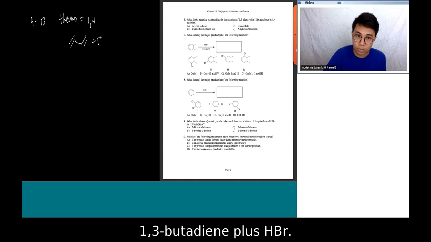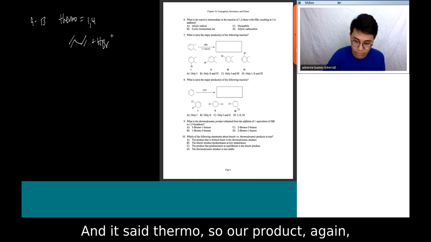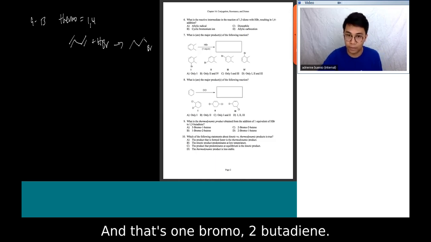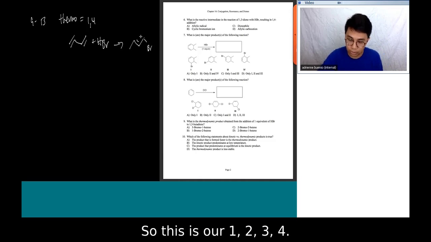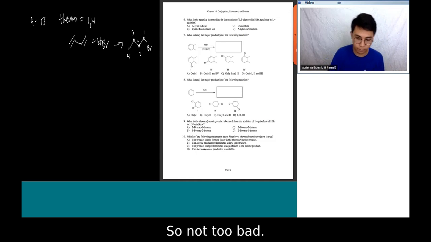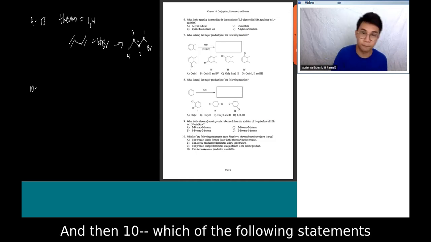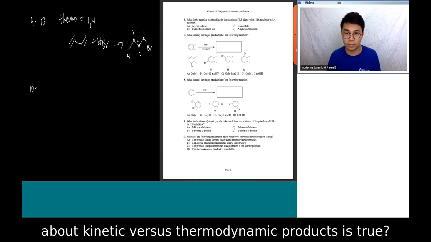1,3-butadiene plus HBr, and said thermo, so our product again is just like that, right? And that's 1-bromo-2-butene. So this is our 1, 2, 3, 4, right? So not too bad. And then 10, which of the following statements about kinetic versus thermodynamic products is true?